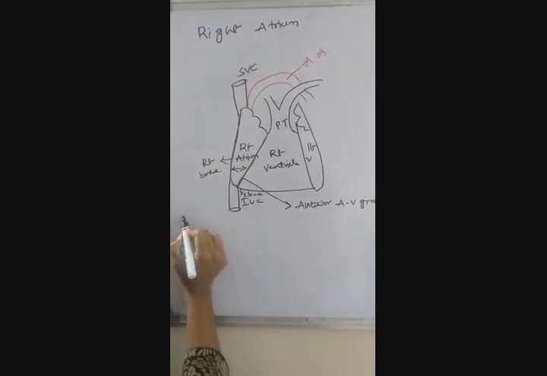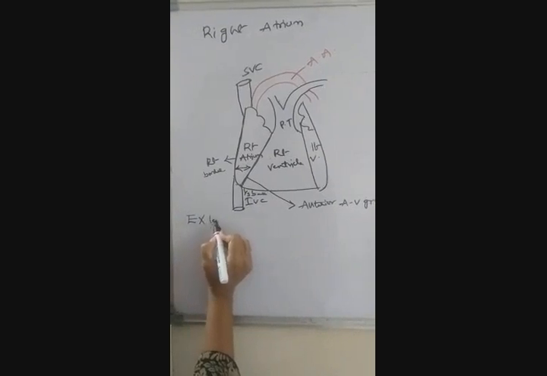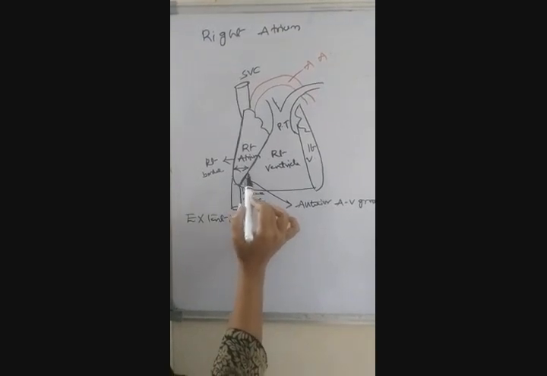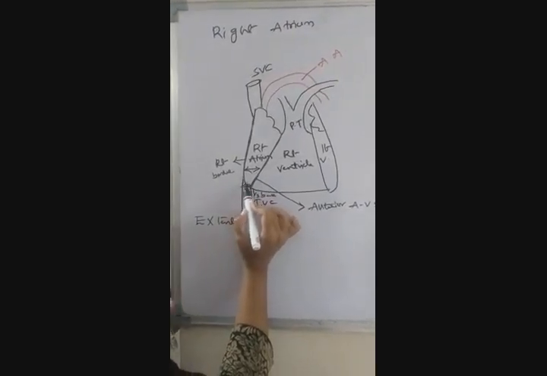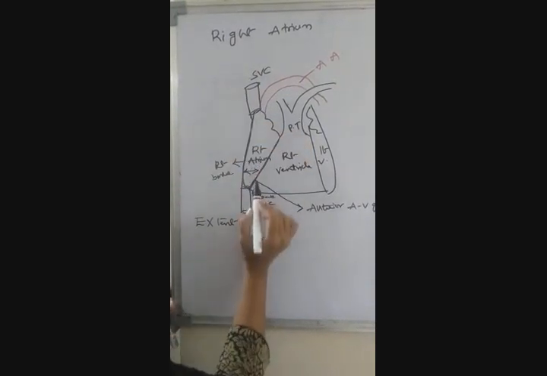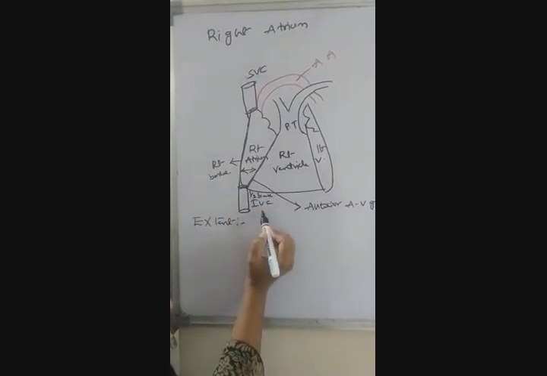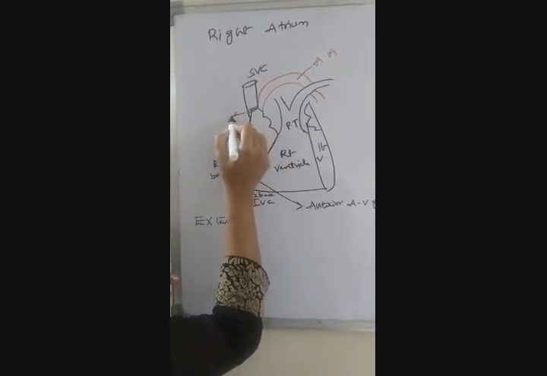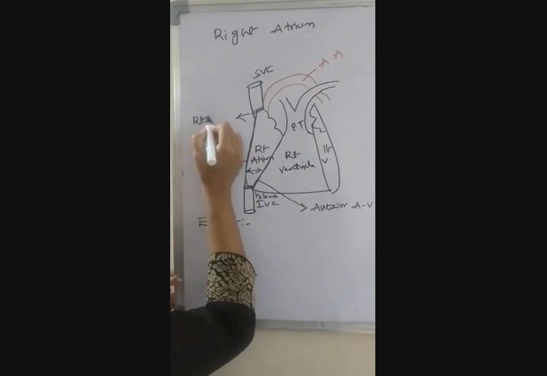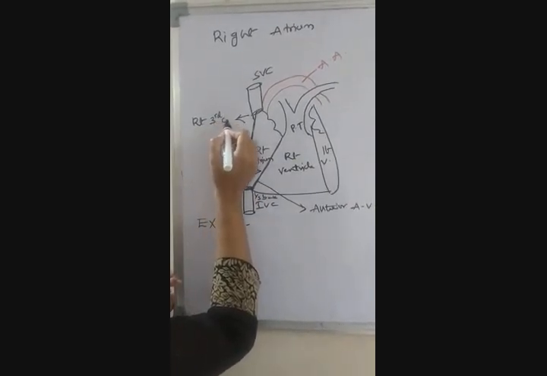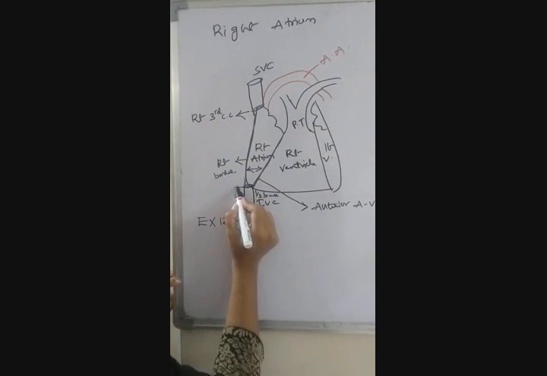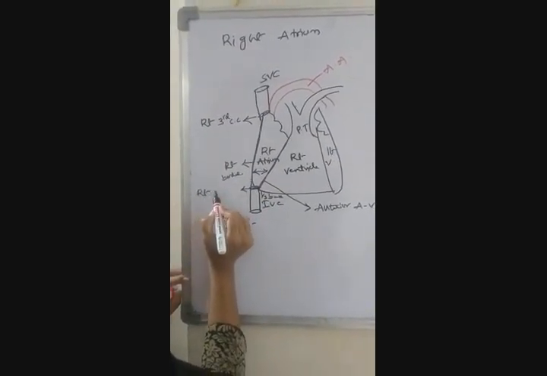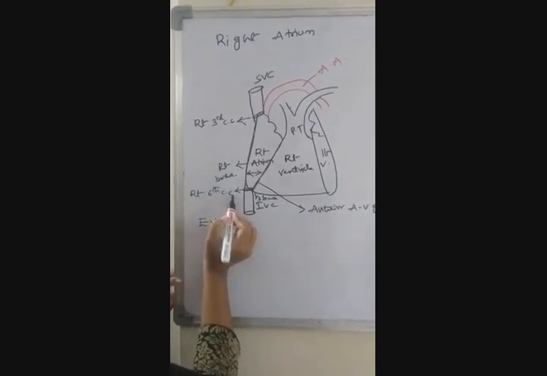Next, coming to what is the extent of this right atrium? Extent. So this right atrium extends from the orifice of the superior vena cava to the orifice of the inferior vena cava. The orifice of the superior vena cava lies behind the right third costal cartilage. Okay, and the orifice of the inferior vena cava lies behind the right sixth costal cartilage.